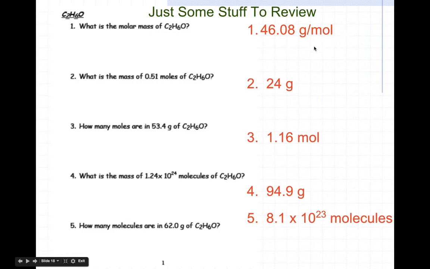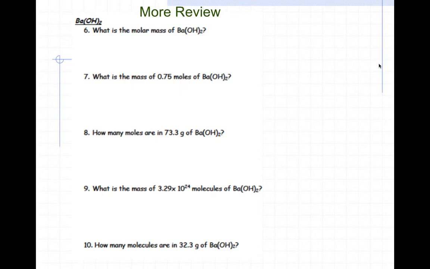Notice grams per mole. Grams, because look, I was looking for mass. Moles, because I was looking for moles. Grams, because I was looking for mass. And molecules, because I was looking for that. Notice, no moles, 2-step problem. No moles, 2-step problem. Oh, moles, 1 step. Oh, moles, 1 step. Here, just the molar mass. And a little more review. Barium hydroxide, same sort of thing. Pause it, go through these 5, and come back.